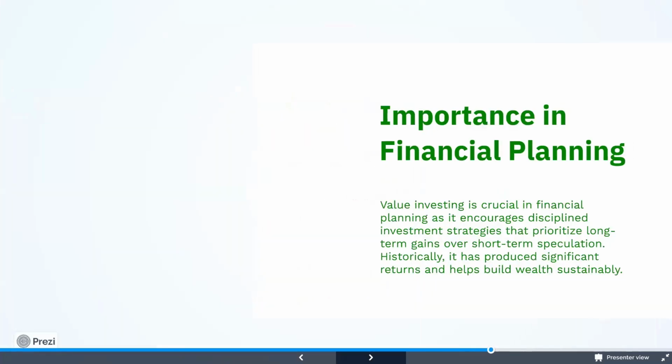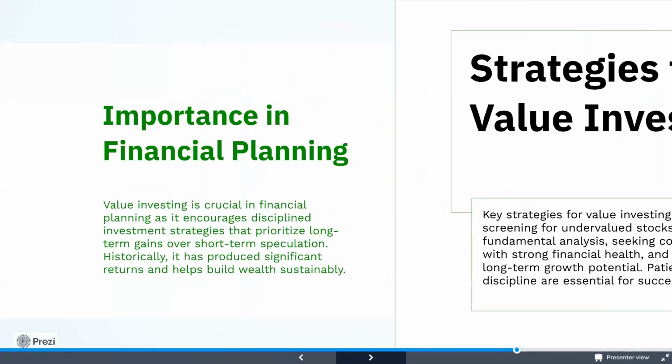Importance of financial planning. Value investing is crucial in financial planning as it encourages disciplined investment strategies that prioritize long-term gains over short-term speculation. Historically, it has provided significant returns and helps build wealth sustainably.